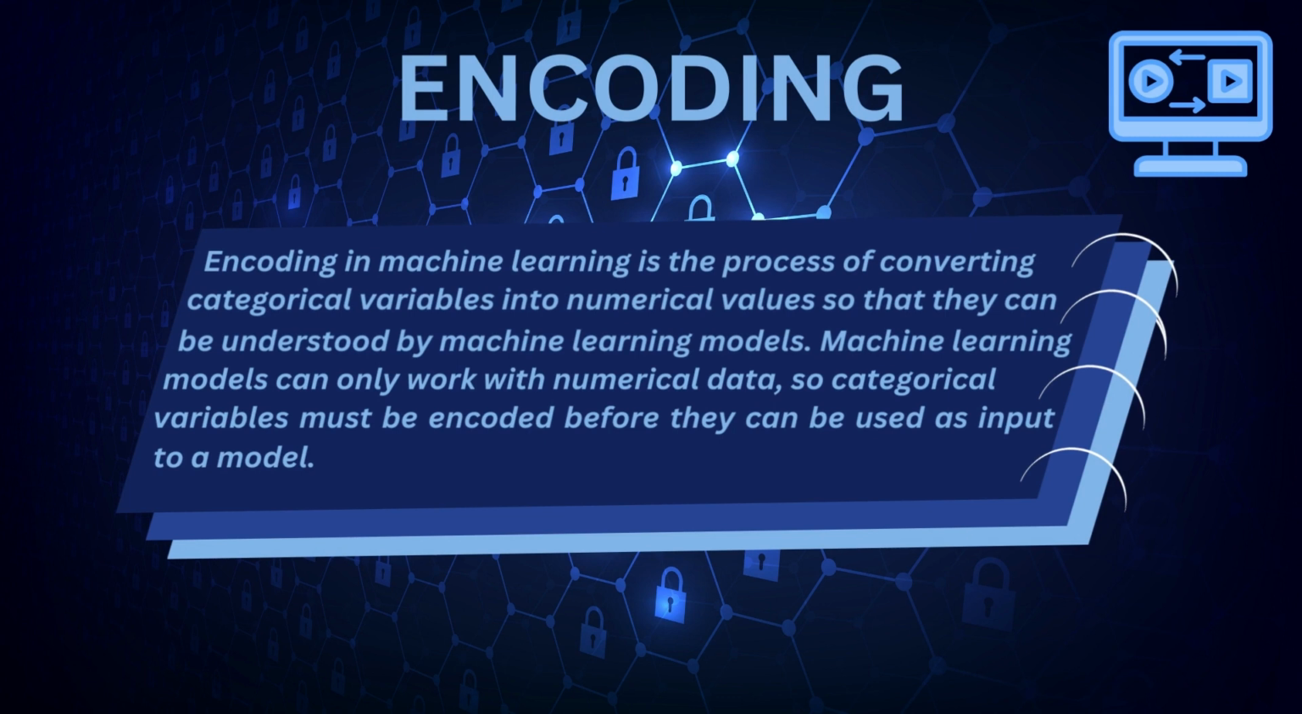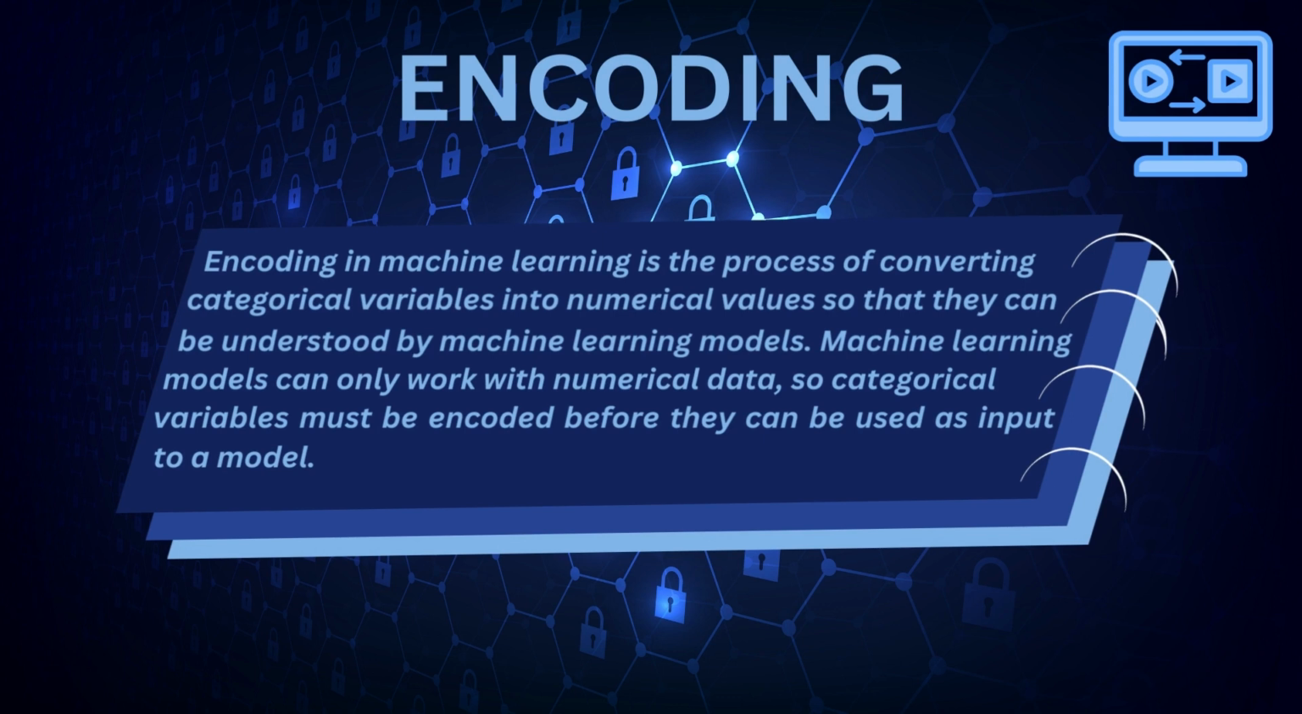Let's understand what encoding is. Basically, if we are applying any machine learning model, first we need to convert our categorical variables into numerical values so that they can be understood by the machine learning model. Machine learning models can only work with numerical data. Mark my word that machine learning models can only work with numerical data. If you apply a machine learning model on any categorical variable, or your data set has one or two categorical variables, it will give you an error. So we must convert or encode our categorical variables to numerical data before they can be used as input to a model.